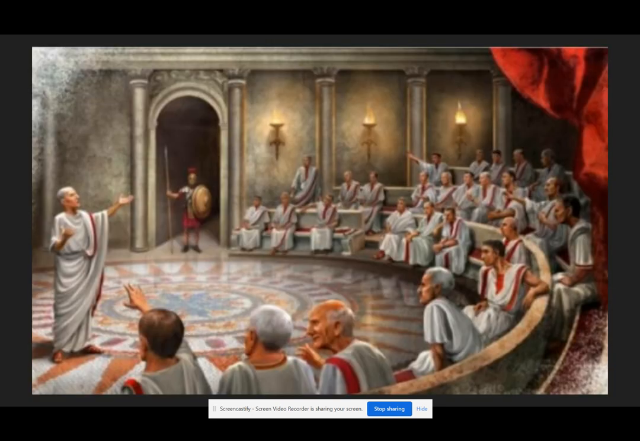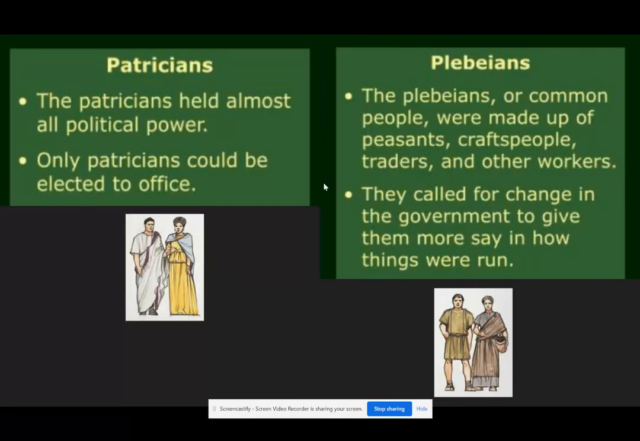Here's a painting of the Roman Senate, and again, you might recognize that word, meeting of the government officials who made the decisions. And you can see they're all dressed very similar, all elderly males for the most part. These were your patricians. They were the ones making all the laws in government. And keep in mind, that was only a small percent of the whole Roman population, patricians. So they held almost all the political power, and only they could be elected to office. So the plebeians, the majority of the common people in Rome, they called for a change in government to give them more say in how things would run.